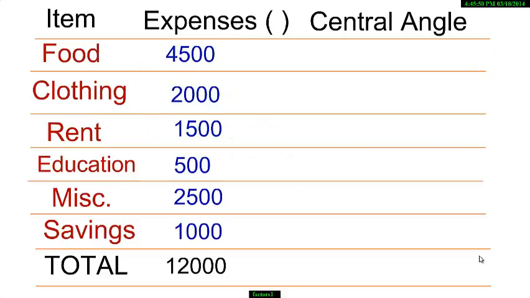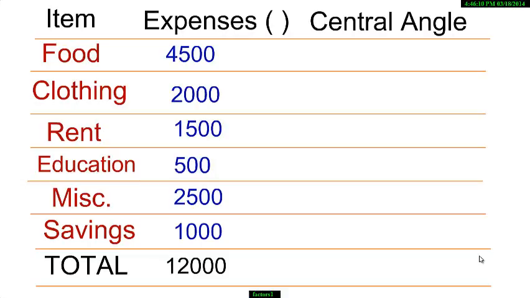This table shows the monthly budget of a family. The expenses for different items are shown. The total budget is rupees 12,000. How will we find the central angle for each item?